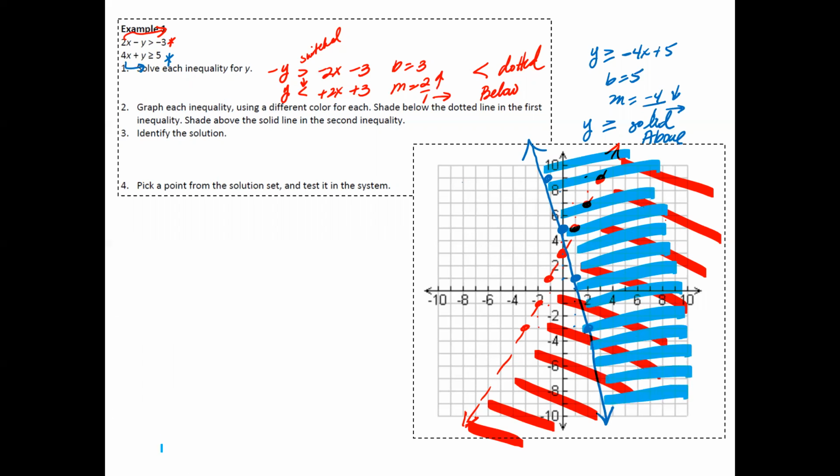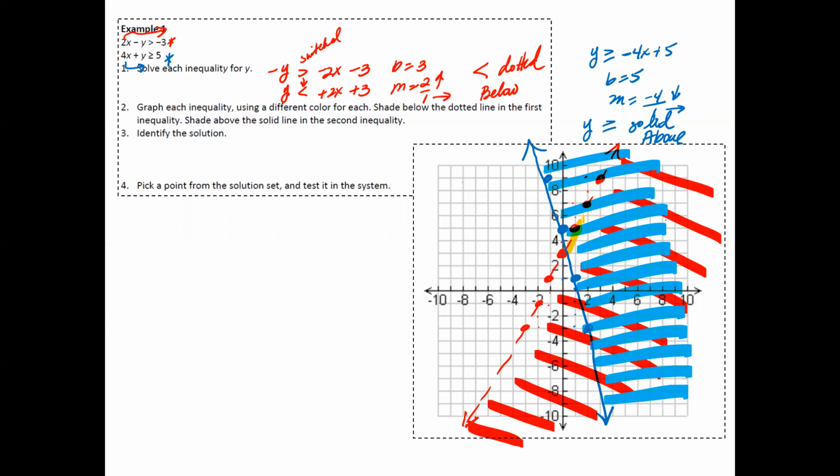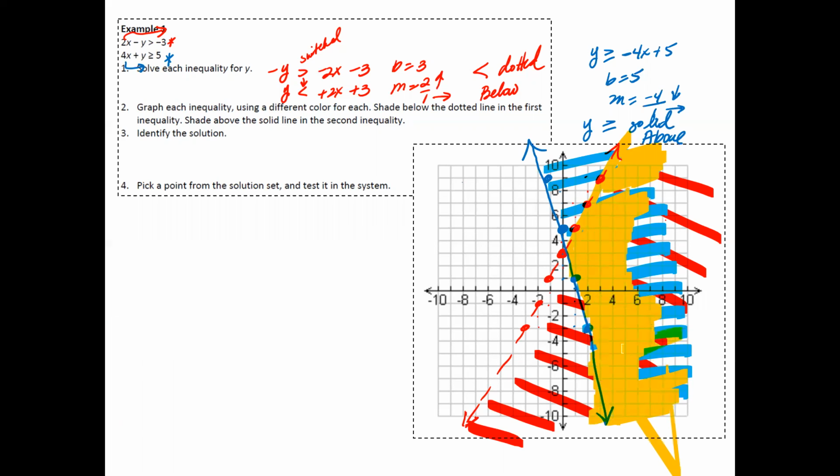Do you see the area where the red and the blue lines crisscross and kind of overlap each other, like right here to right here? Well, you want to color this using a different marker, and this area is your answer. Any point in this region is a possible answer for your question.